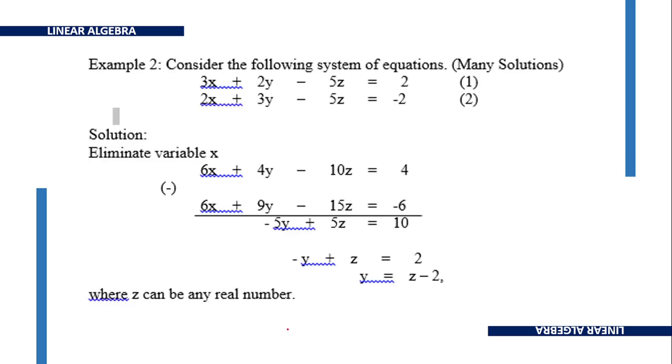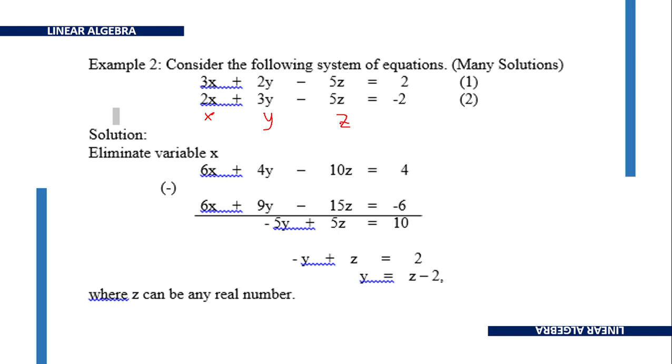So next, we have example 2. Consider the following system of equations. This example is for many solutions. So how did it become many solutions? Let's solve this so we can understand why it is an example for many solutions. As you can see, we have two equations with three variables: x, y, and z. For the first equation, we have 3x plus 2y minus 5z is equal to 2. And for the second equation, we have 2x plus 3y minus 5z is equal to negative 2.